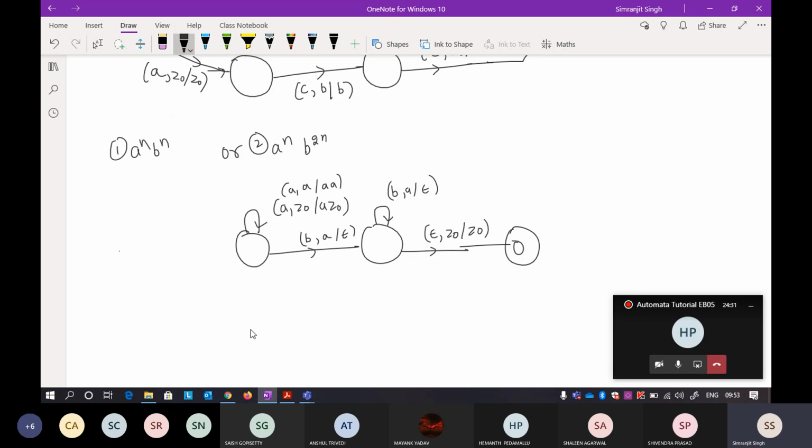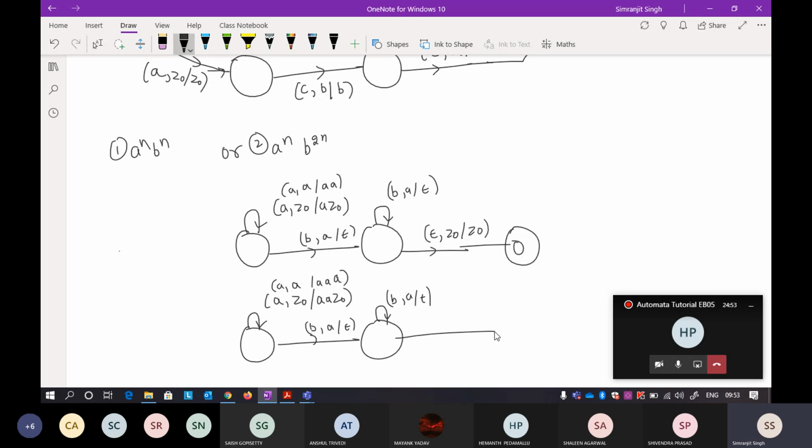For this one, for the a's, you can push two a's by seeing a single a at the Z node, and you can push two a's by seeing an a at the top of the stack, you can push two a's again. Now on seeing a b, the step is again similar: you pop it, you just keep popping, and you can move to the final state by seeing epsilon and then Z naught and Z naught.